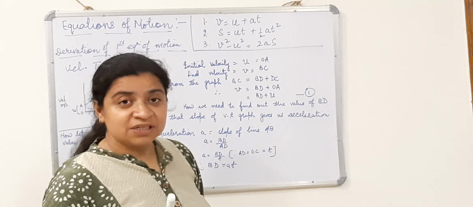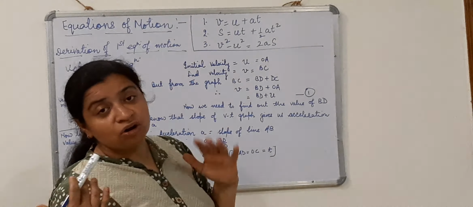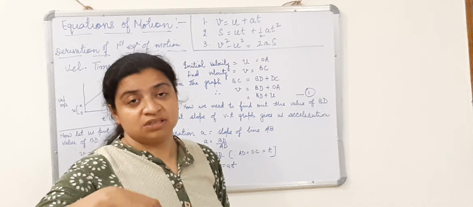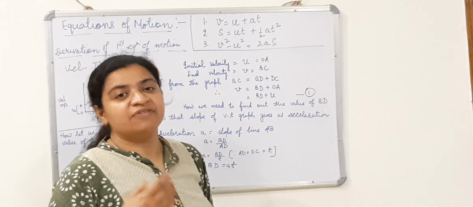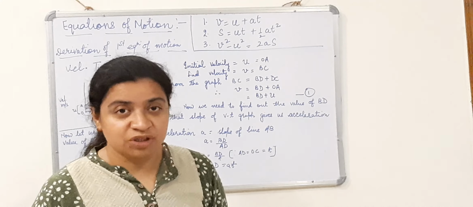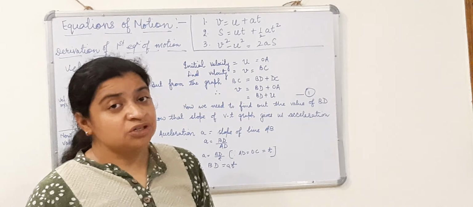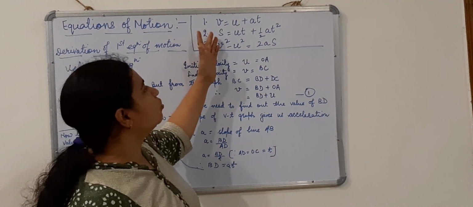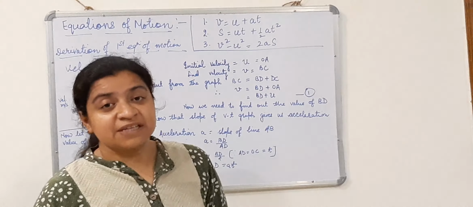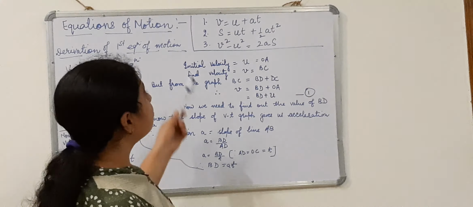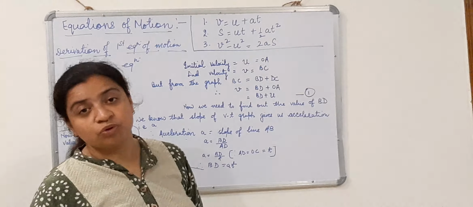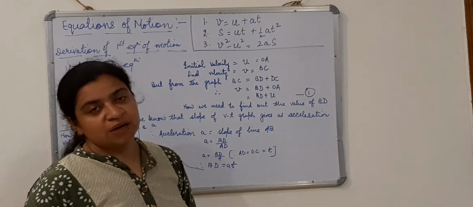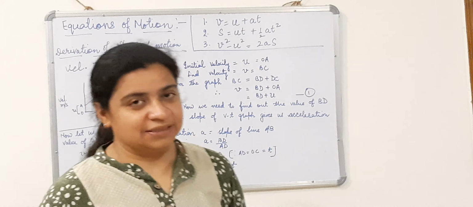If I talk about the first equation, I may not tell you that v is equal to u plus at. I will not speak this equation. I will ask you to just derive the first equation of motion. If I am talking about the first equation of motion, that means I am talking about this equation. If I am asking you to derive the second equation of motion, it means I am talking about this equation, s is equal to ut plus half of at square. And third equation, v square minus u square is equal to 2as.